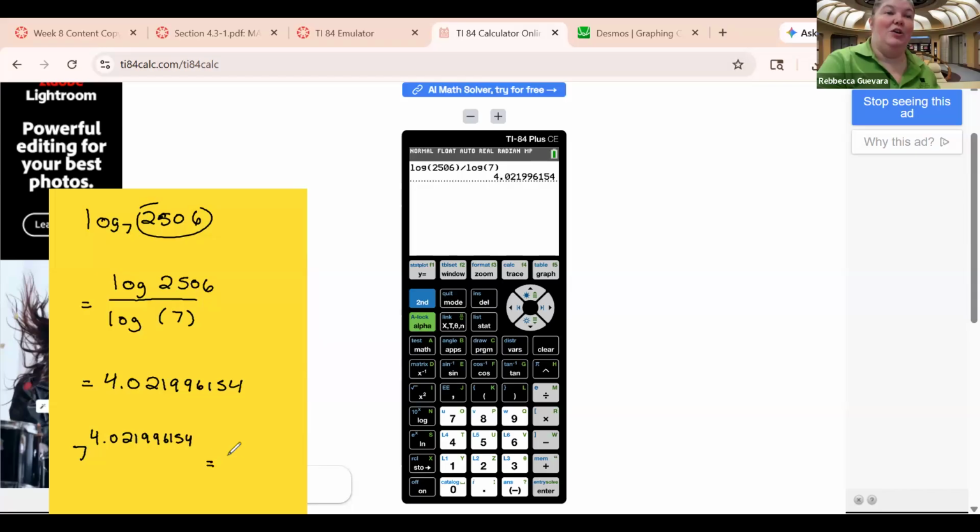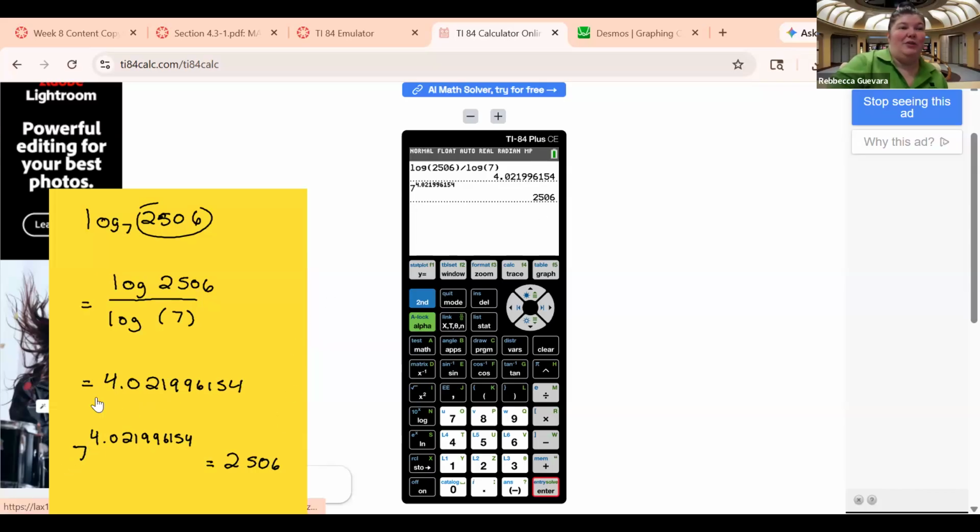So if this is correct, that means if I take 7 and raise it to the power of 4.0219965154, we should expect to get 2,506 back. So let's see. 7 raised to the power of 4.0219965154. And as you see, we get 2,506 back. So yes, we did actually find log base 7 of 2,506.